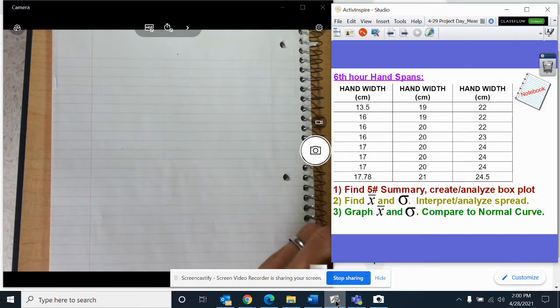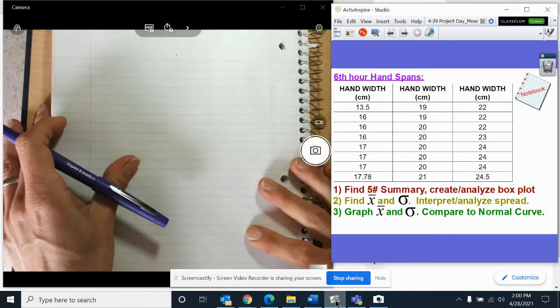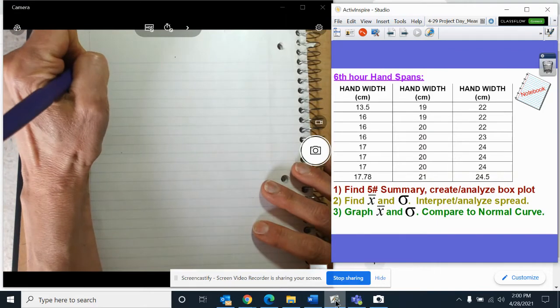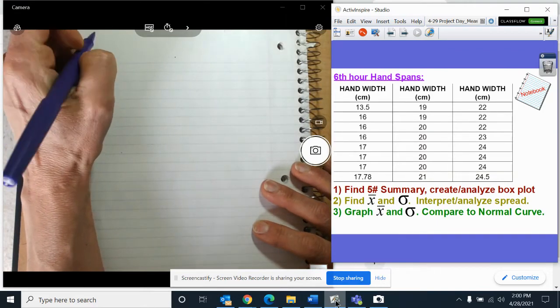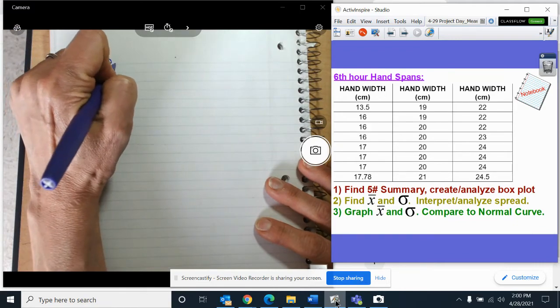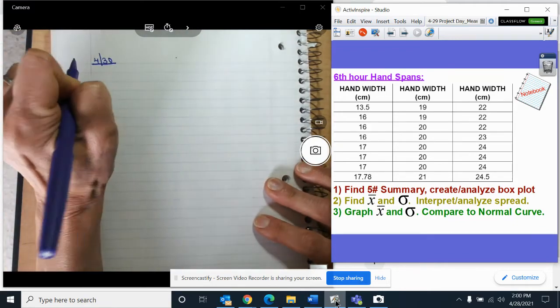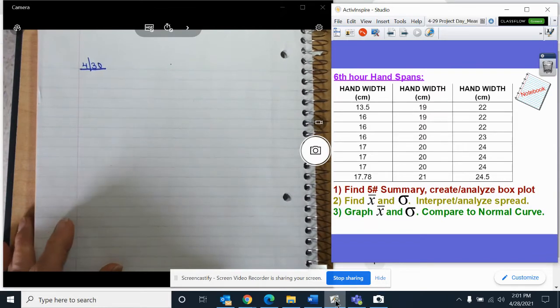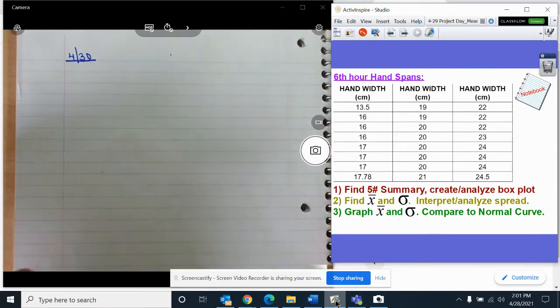So this video is going to use 6th hour's handspan data that we collected a couple weeks ago. First, I'm going to get the data in my notebook. Today is the 28th, but I'm going to title this the 30th because this is when you'll reference it. And this again is 6th hour handspan data.